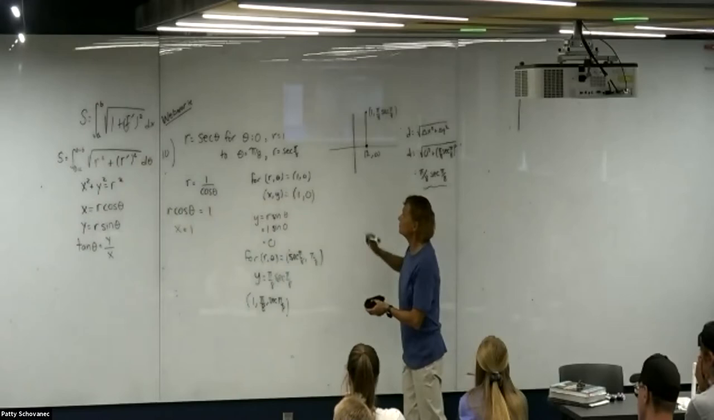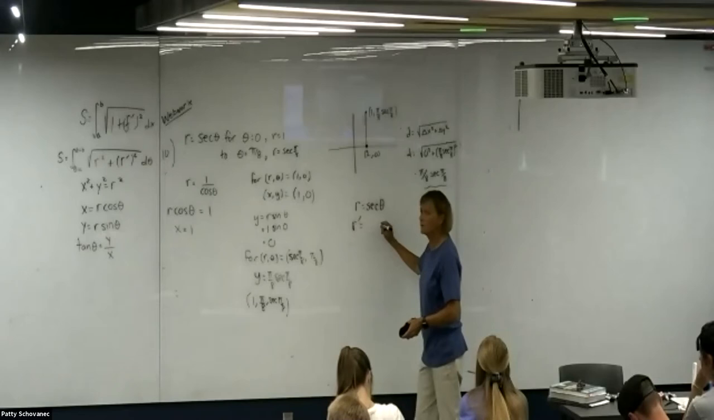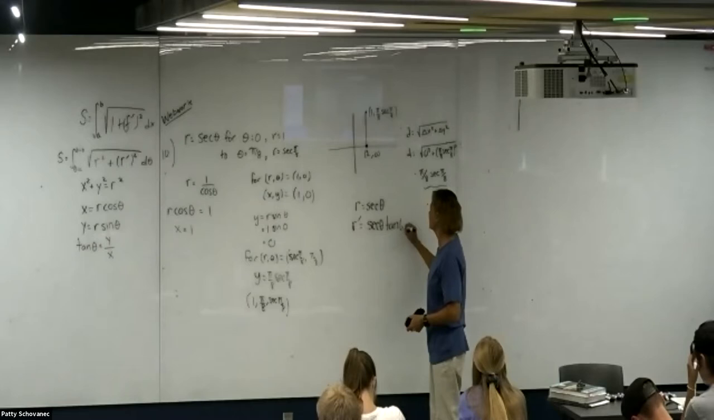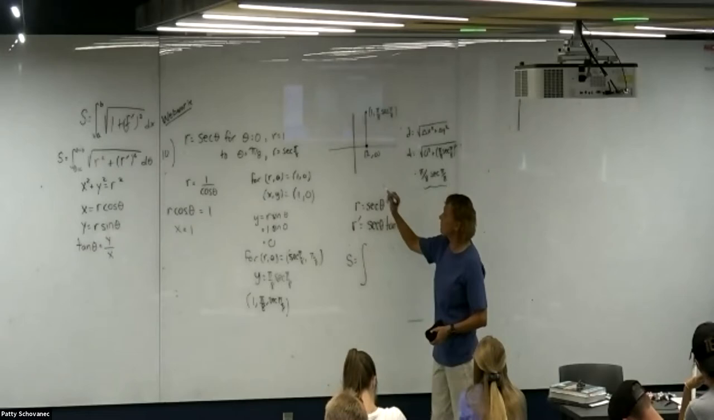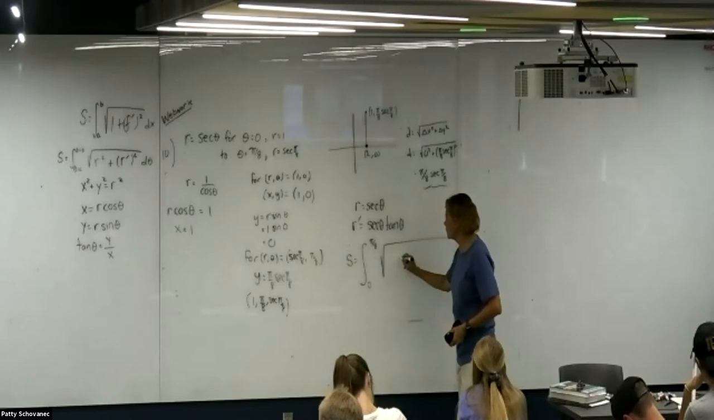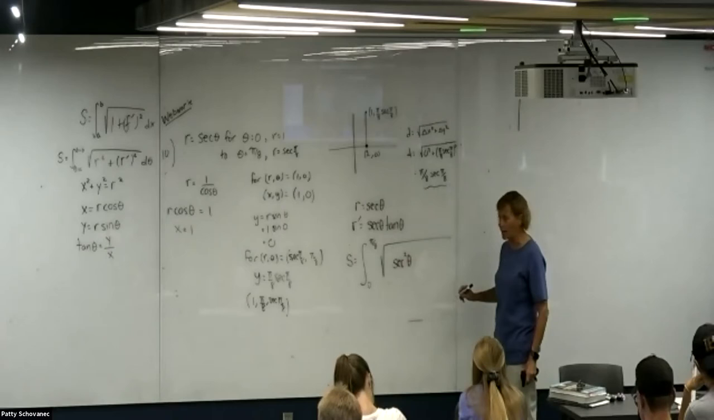If R is the secant of theta, what's R prime? Secant tangent. And so our arc length formula takes us from theta equals 0 to theta equals pi over 8, square root of R squared plus R prime squared. So when I square that, I get each of the trig functions squared.